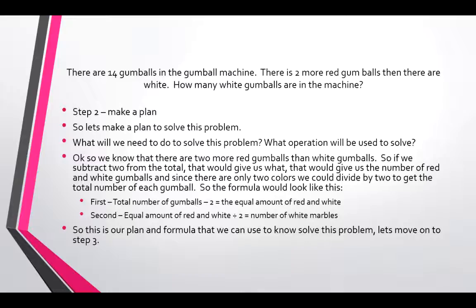So the formula is this. First, we take the total number of gumballs and we subtract 2. This gives us the equal amount of red and white. We then take the equal amount of red and white and divide that by 2, and that's going to give us the total number of white gumballs. So we have our plan, we have our formula, let's solve the problem.